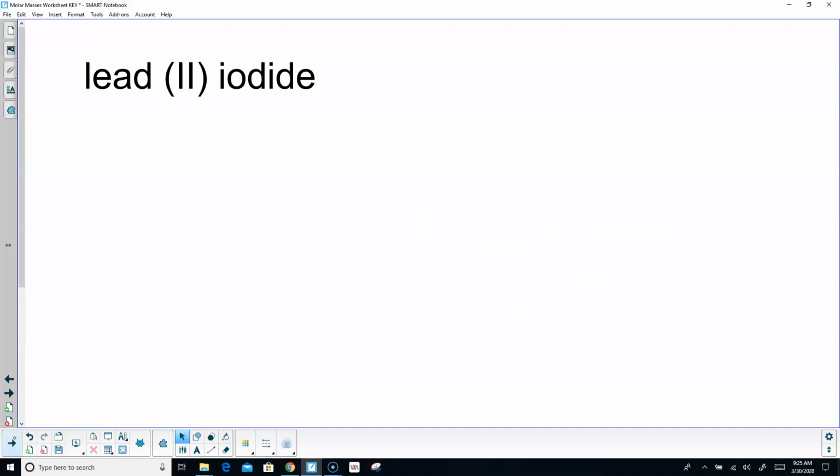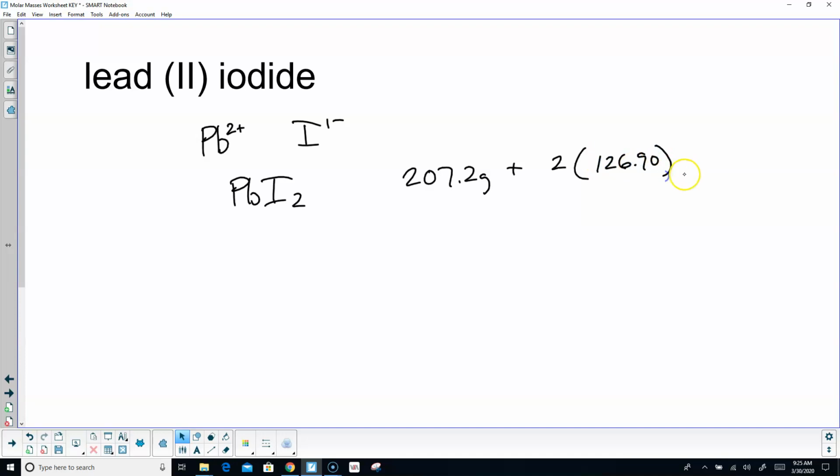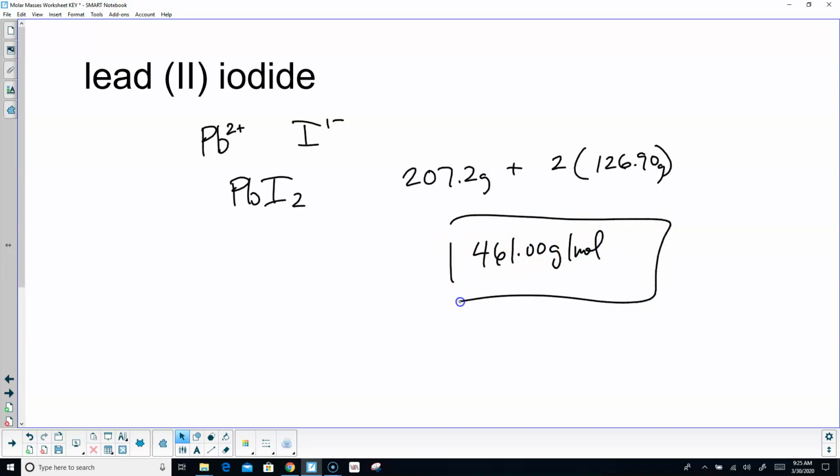Second one, we have lead 2 iodide. Well, that tells you lead is 2 plus. Iodine is always 1 minus, and so what's going to happen? We're going to cross these. The 2 comes down behind iodine, so there is lead 2 iodide's formula. Lead weighs 207.2 grams, and there are 2 iodines, each at 126.90 grams. Multiply 2 times 126 plus 207.2. You're going to get 461 grams per mole, which is the unit for molar mass.